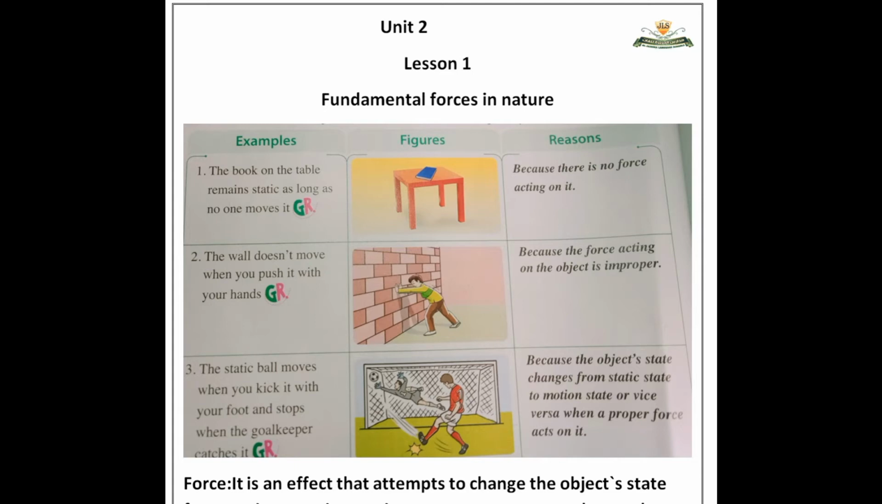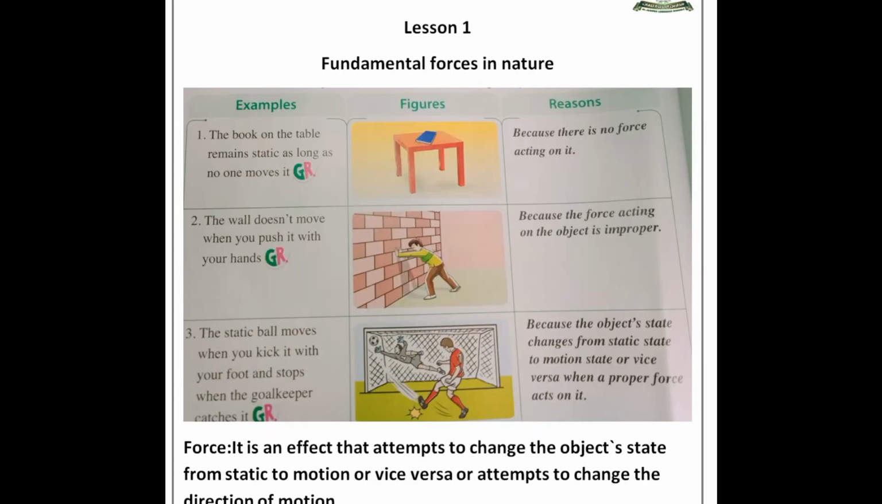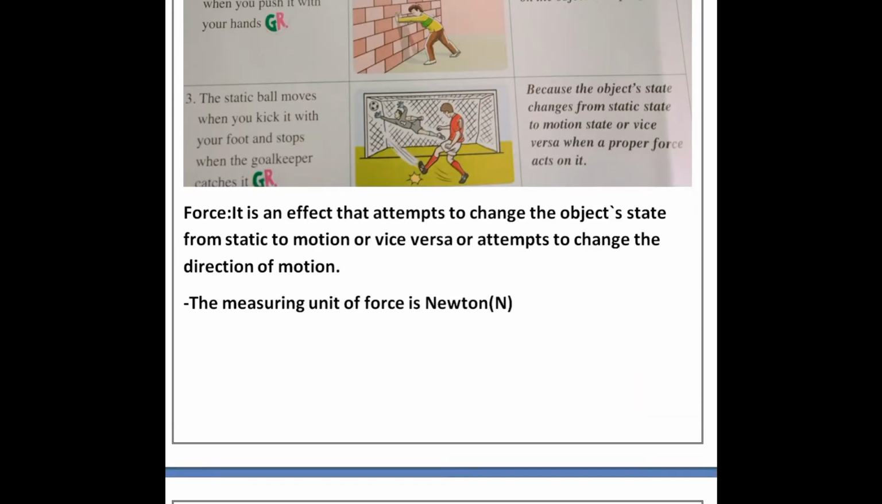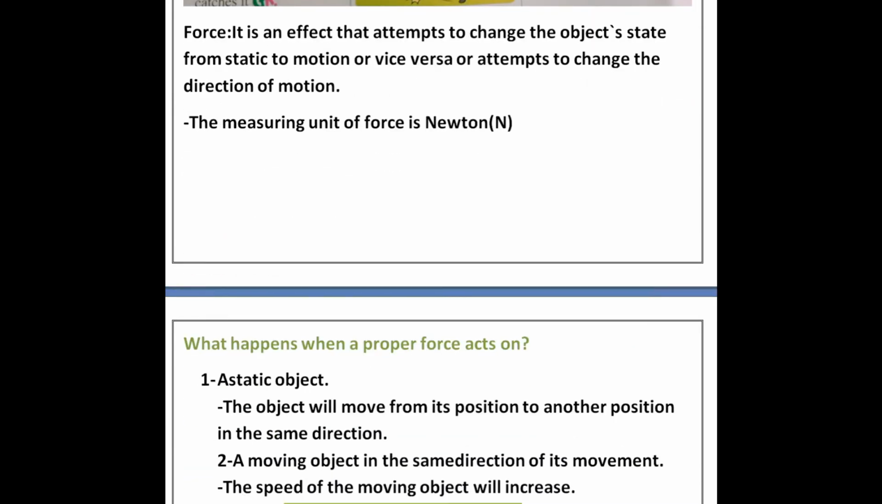Okay? These are examples of force. So we can define force. Force is an effect that attempts. The B is silent in attempts. Again, force is an effect that attempts to change.